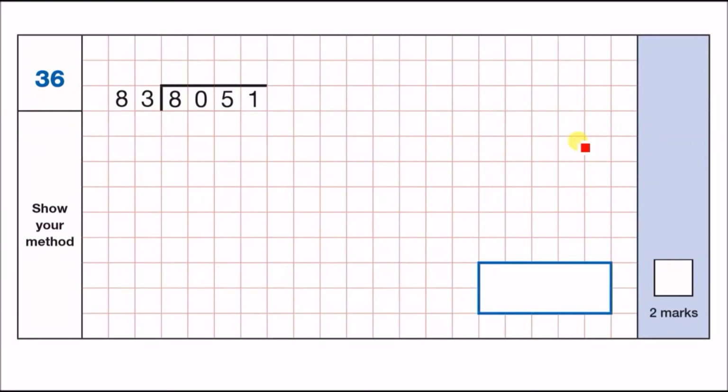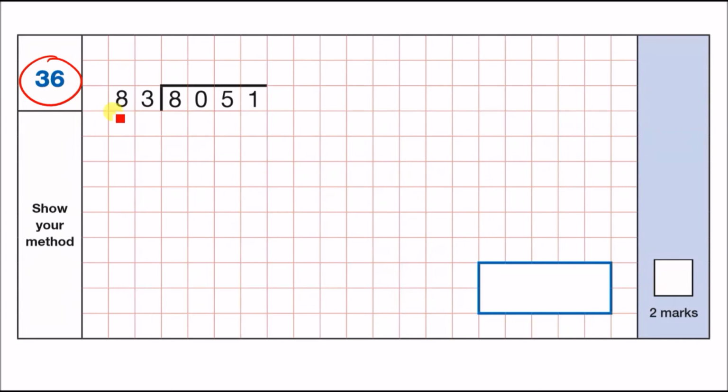And here we go, guys. The final big boss of the paper, number 36. And as tradition goes, it's always the long division. Okay, now you guys are probably thinking, how am I going to divide 8,051 by 83? Because that's going to take a while, I can't lie. Now, we can always use a couple of tricks here, yeah? And let's have a look by doing it step by step.